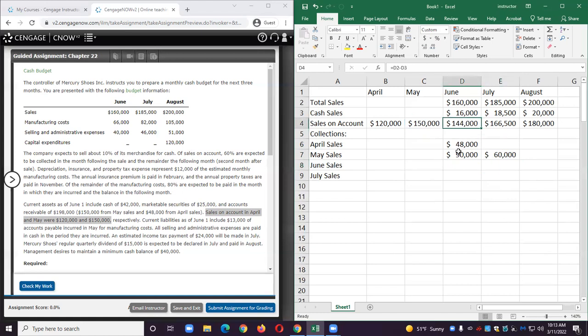For my June sales, I'm going to collect 60% of those in July and 40% of them in August. And then for my July sales, I'm going to collect 60% of those. Whoops, I need to do my equal sign, sorry, equals 0.6, 60% of those in August. And the other 40% will be in September, but I'm not going to worry about them because they're not part of this cash budget.